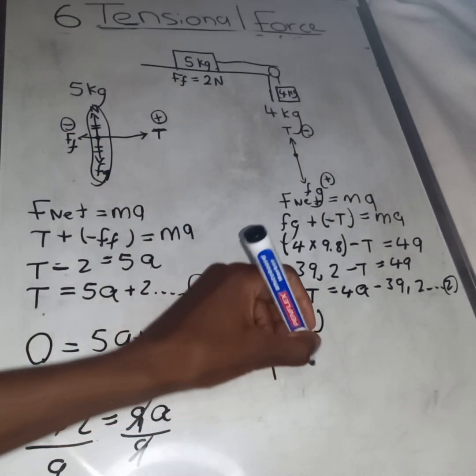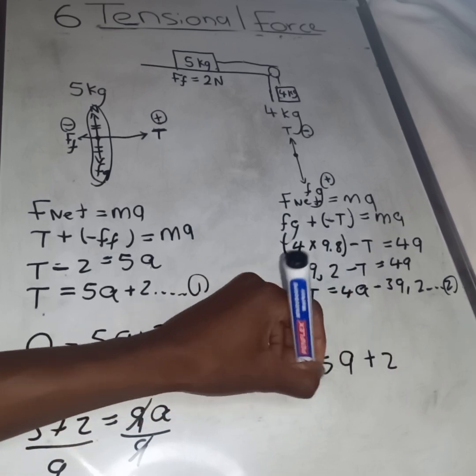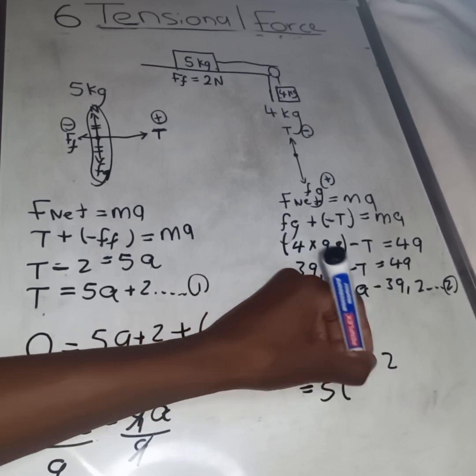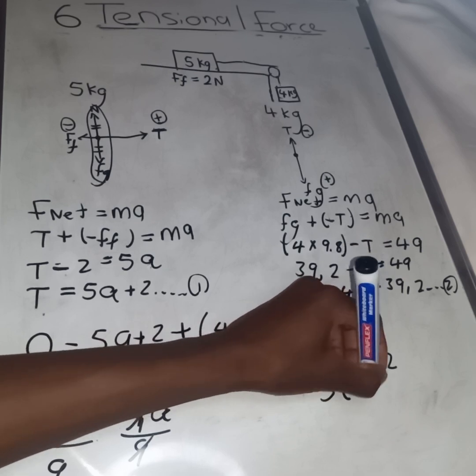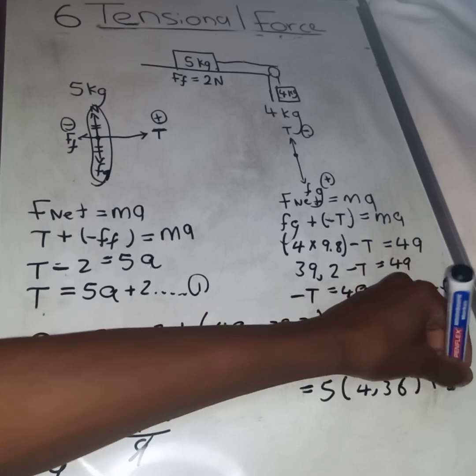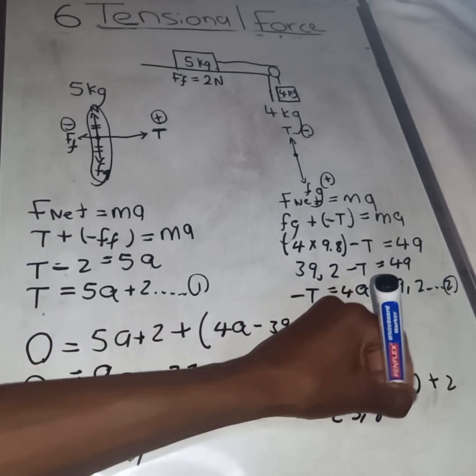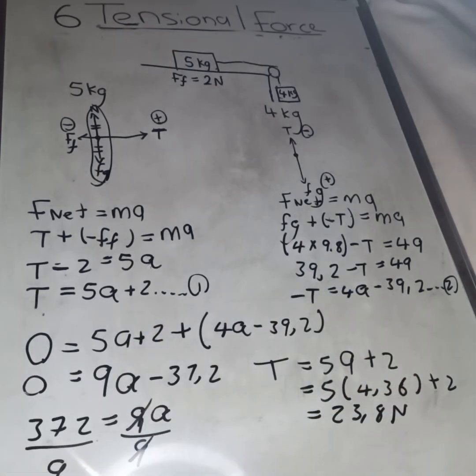So I'm choosing equation 1 as always. So 5a plus 2. So 5 times the value of acceleration, we're going to have what? 23.8 Newton. Thank you.